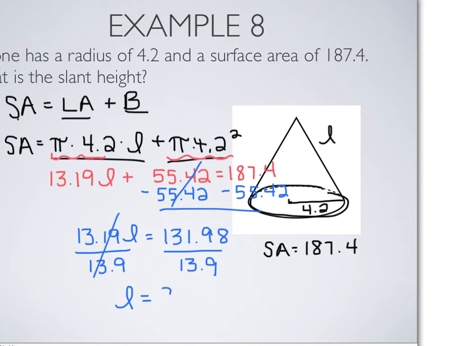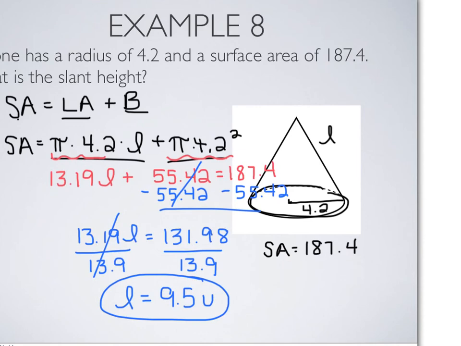about 9.5. Now, you may have come out with something slightly different if you rounded some of those numbers differently along the way, but the final answer should be right around 9.5 for your slant height. And if you wanted to check that, you could go back and calculate the surface area yourself using this as the slant height, and it should come out close to 187.4.